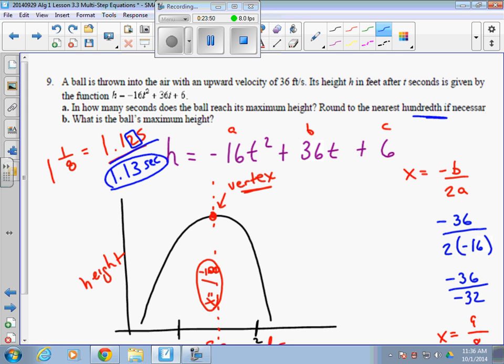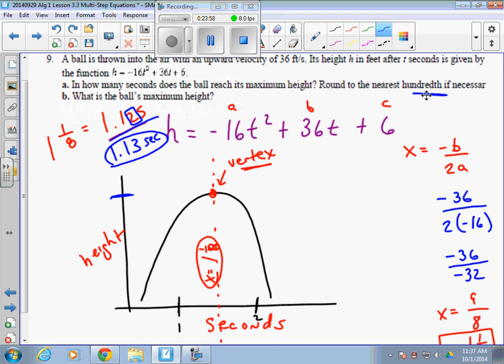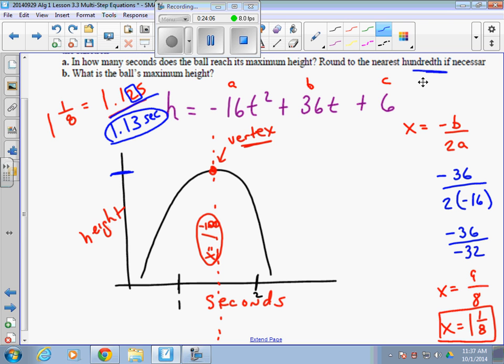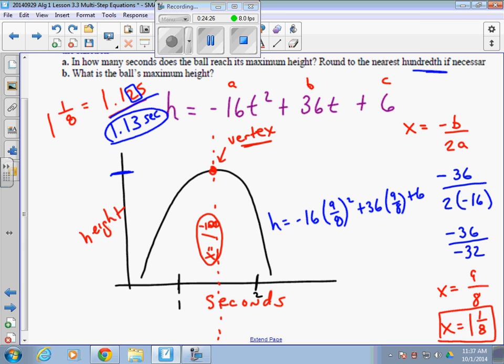The highest point is going to be the y value on your y-axis. So all you do is plug in 1.13 or 9 over 8 into your equation to find what your y value is. So what we're going to do is, your h represents your y in this case, negative 16 times 9 over 8 squared plus 36 times 9 over 8 plus 6. All of that right there is going to give us how high our y value gets, or how high that ball gets.